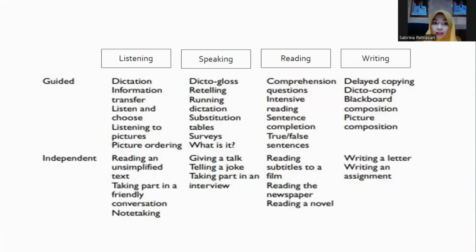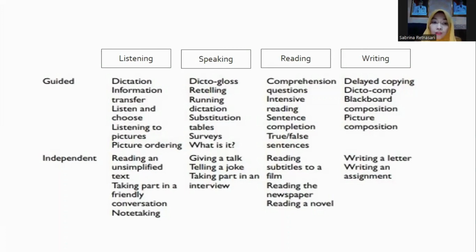For the next activity, guided, the teacher can use for listening skill dictation or listening to the pitch, choose listening, listen and choose, or picture ordering. For speaking skill, the teacher can use dictogloss, retelling, or substitution. For reading skill, the teacher can use comprehension questions, intensive reading, true or false. And for writing skills, the teacher can use blackboard, dictocom, or picture composition.